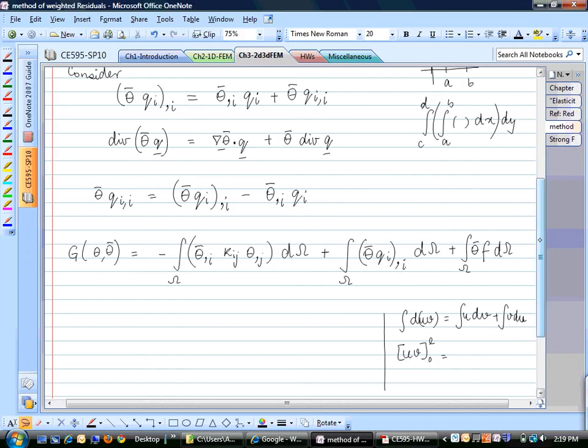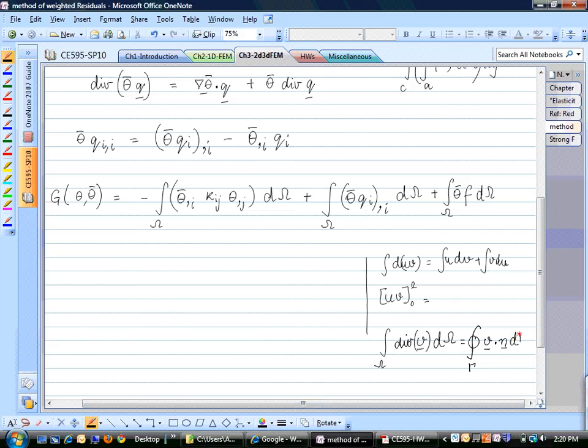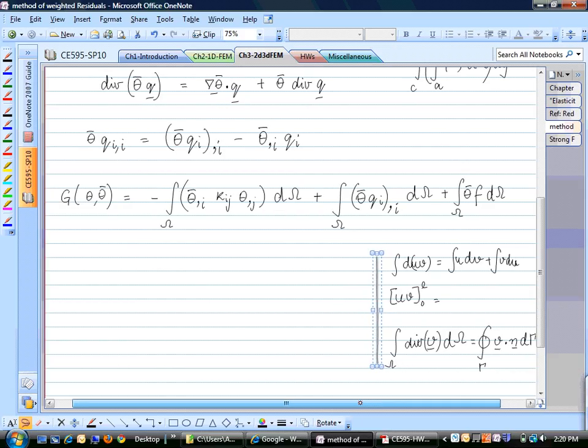But in 2 and 3 dimensions, what we use is called the divergence theorem. So the divergence theorem is something like this. If we try to integrate the divergence of a vector over a domain, integral of divergence of v d omega is actually equal to the integral over the boundary of that domain. Let me denote that boundary by gamma, with v dotted with n d gamma. Essentially we are doing the same thing that we do in one dimension.